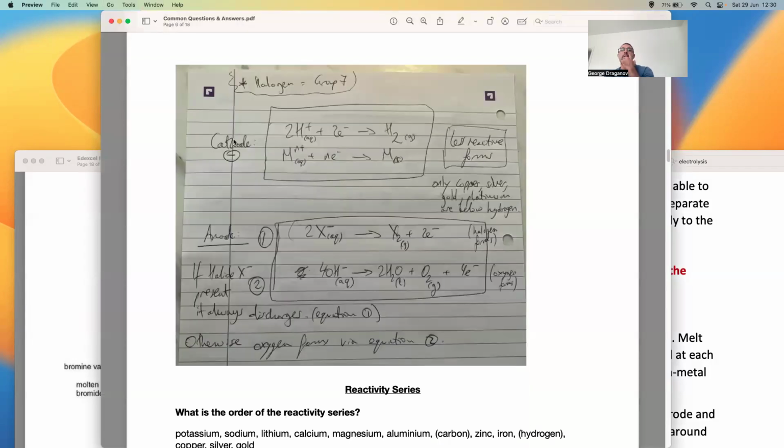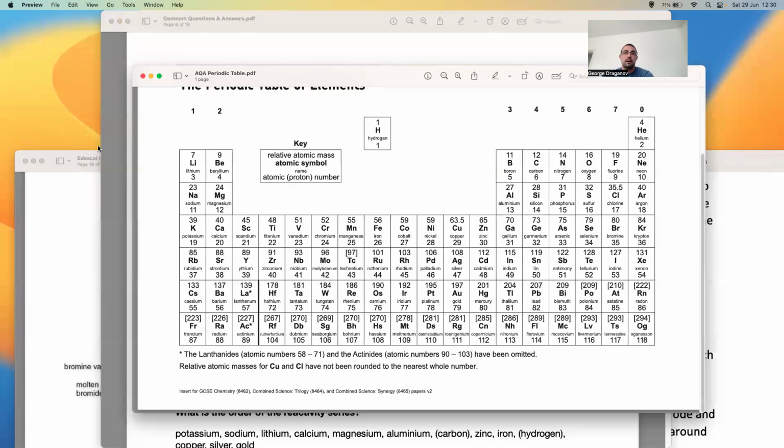At the cathode, you always get reduction, and you always add electrons. The less reactive one essentially forms. So the less reactive one is compared to hydrogen. So copper, silver, gold, and platinum are the only ones that are below hydrogen. Easy way to remember them is they form a backwards L shape here. They're the only metals less reactive than hydrogen. All the other ones are more reactive, so you will get hydrogen.